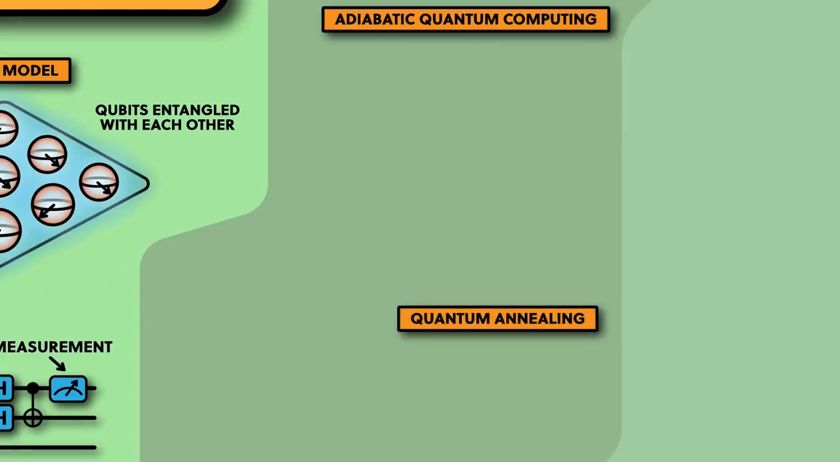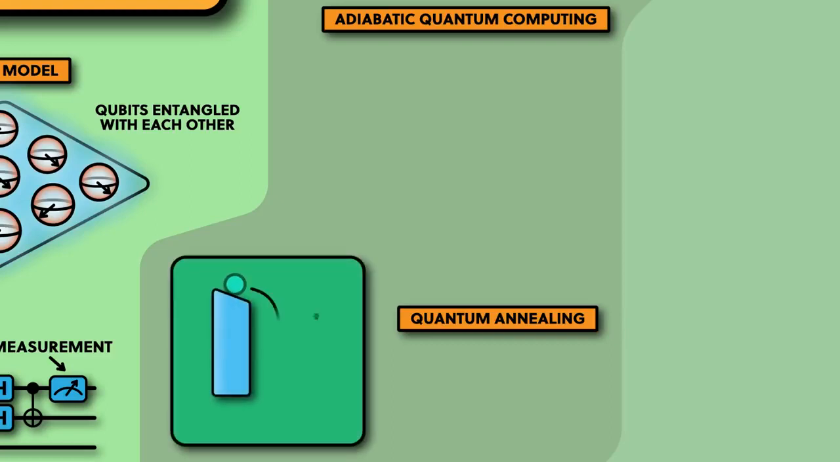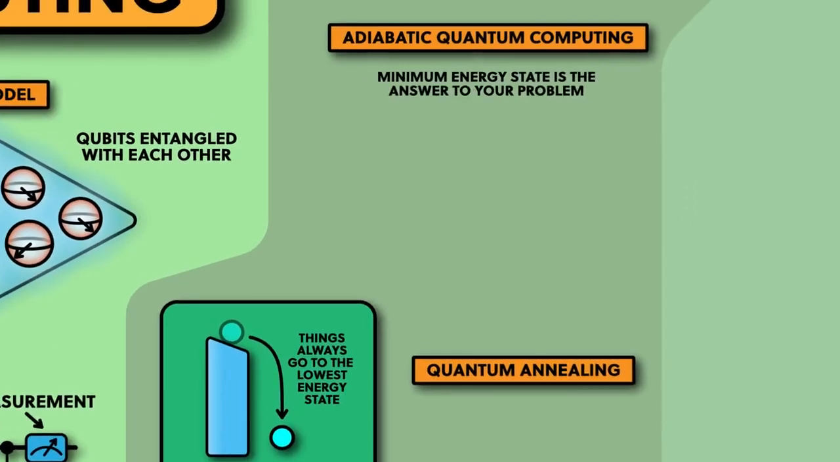Adiabatic quantum computing works in a very different way to the circuit model. In adiabatic quantum computing, you're taking advantage of one of the fundamental behaviors in physics, the fact that every system in physics always moves towards the minimum energy state. This is a very general principle, and adiabatic quantum computing takes advantage of this by posing the problems you want solved in such a way so that the minimum energy state of the quantum system is the answer to the problem.